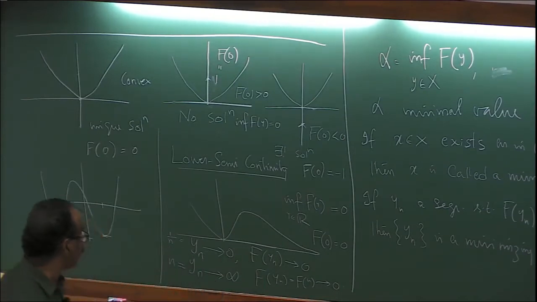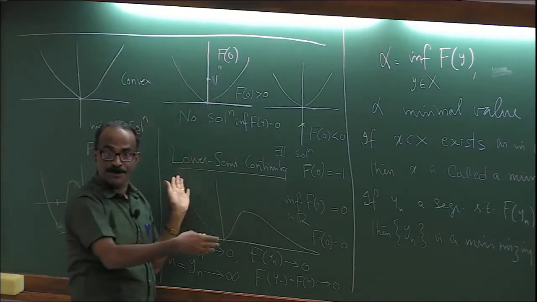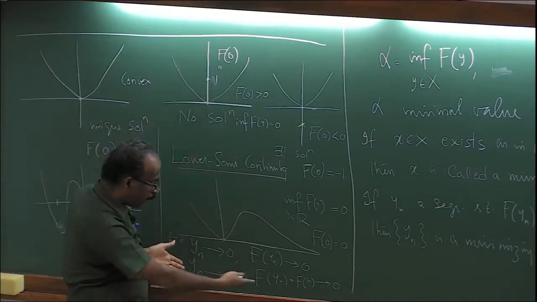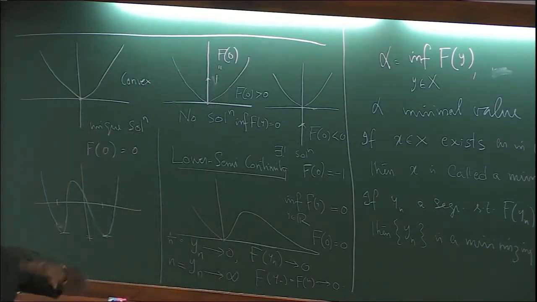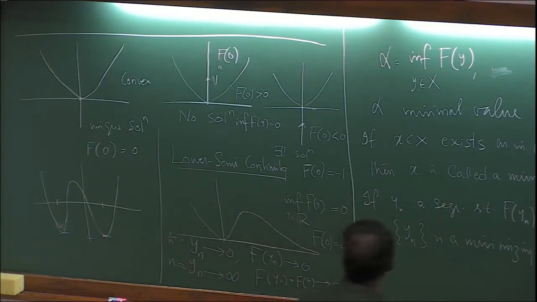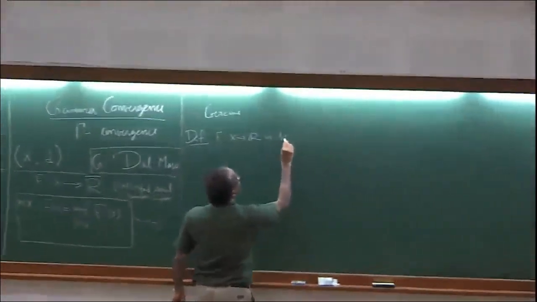So you want to get rid of this graph, and that's what the notion developed, what is called lower semi-continuity. Now you don't want that to happen. In other words, whenever f(y_n) has some subsequential limit, I should be able to derive a convergent subsequence. That led to the notion called coercivity. Okay, so let me define these two notions. So, definition: f from X to R is said to be lower semi-continuous.